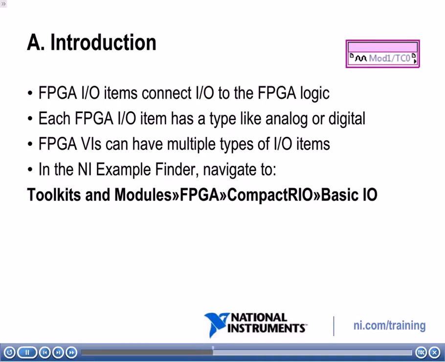FPGA VIs can have multiple types of I/O items. So they can have analog inputs, outputs, digital I/O. There might be several digital I/O lines on a particular FPGA VI. If you go to the NI example finder, you can navigate to Toolkits and Modules, FPGA, Compact Rio, Basic I/O if you want to take a look at some examples of different I/O that you're using on an FPGA.